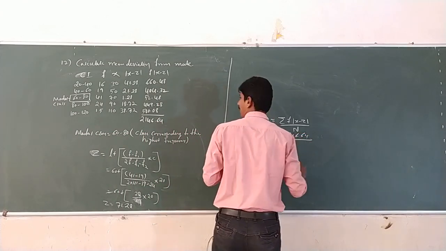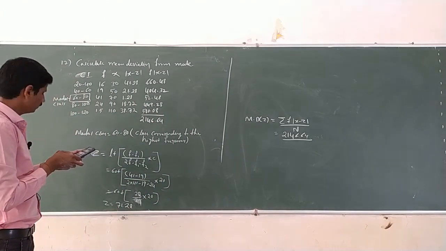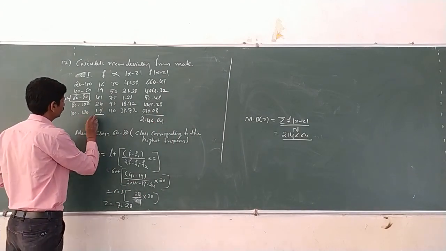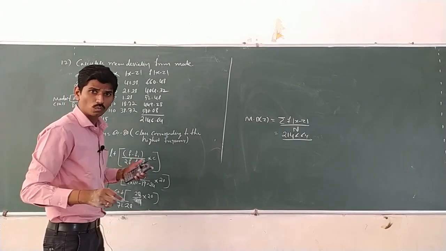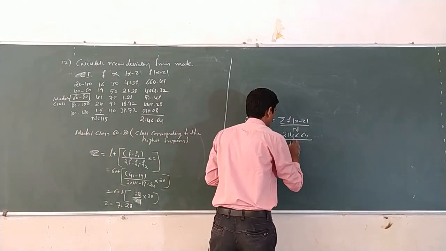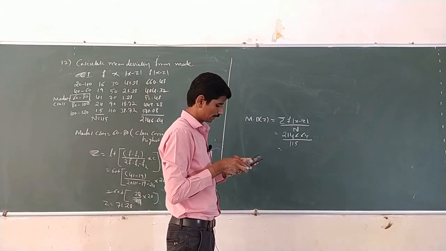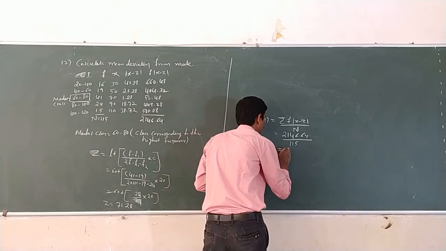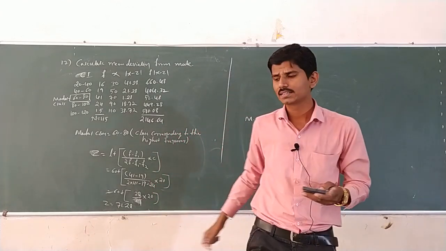2146.64 divided by capital N. Capital N is what? 16 plus 19 plus 41 plus 24 plus 15, that is 115. Here capital N is 115. Then substitute the capital N value 115. 2146.64 divided by 115 is 18.66. 18.66 is the answer.